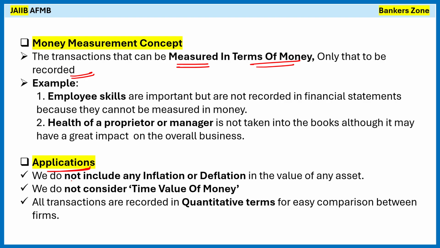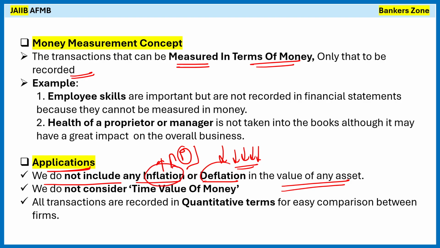Next, how will it be applicable? See, we do not include any inflation or deflation in the value of any asset. What is inflation? Inflation means a general rise in the price of commodities. Deflation means a general decrease in the price of commodities. This is called inflation and deflation. So we will not consider inflation or deflation in the value of any asset. Whatever the transactions in terms of money, that only we will record. While recording, we will ignore inflation and deflation. We will not consider the time value of money. That means we are simply rejecting inflation and deflation while recording in the books of account.